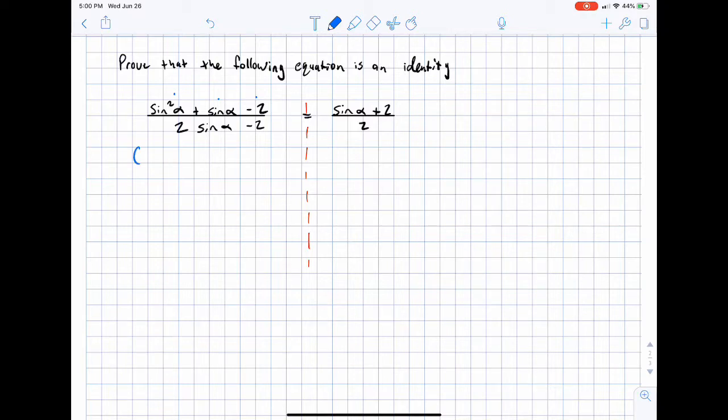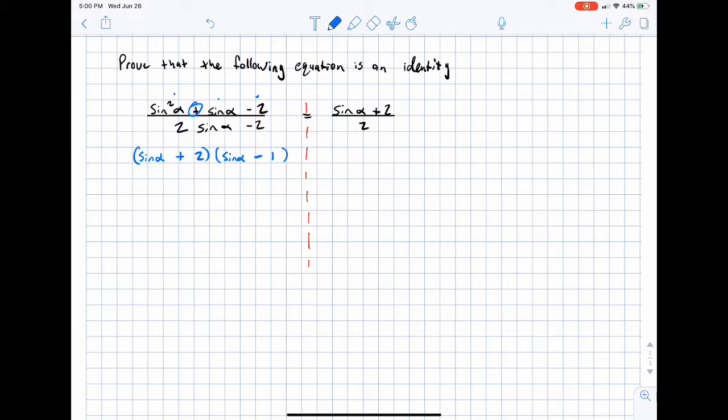So I'm going to start with 2 sets of parentheses, and I'm going to look at the factors of that first term. Well, sine squared of alpha, I can factor into sine of alpha and sine of alpha. And then I look at that third term, and the factors of 2 are 2 and 1. And it looks like I want to have a positive 1 in the middle term. So I'm going to make the 2 positive and the 1 a negative. And then that'll give me a positive sine of alpha if I was to FOIL that back out.